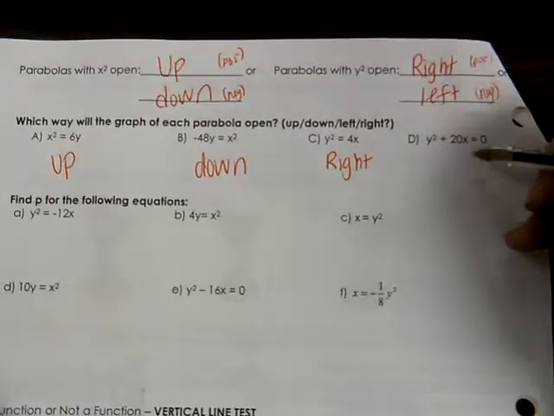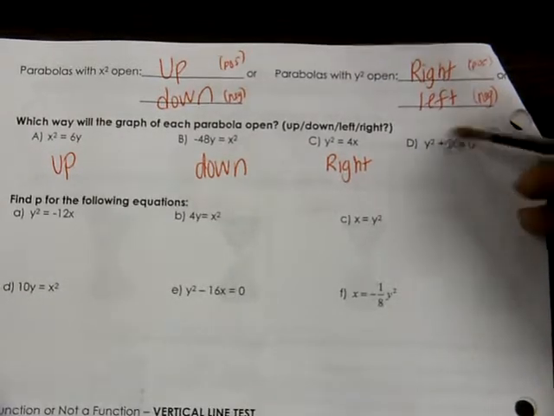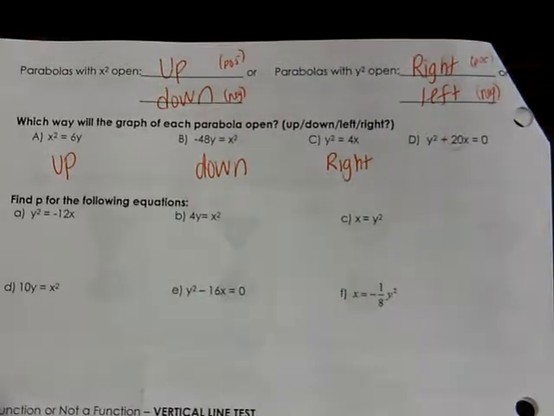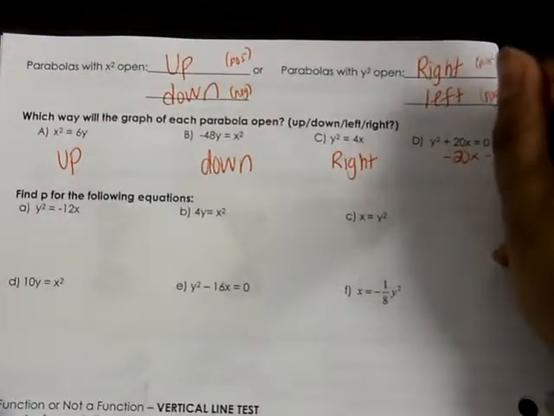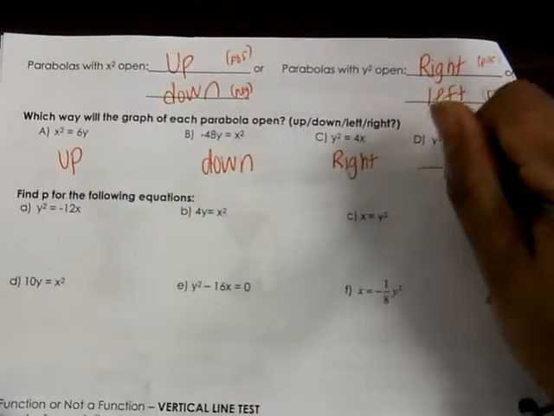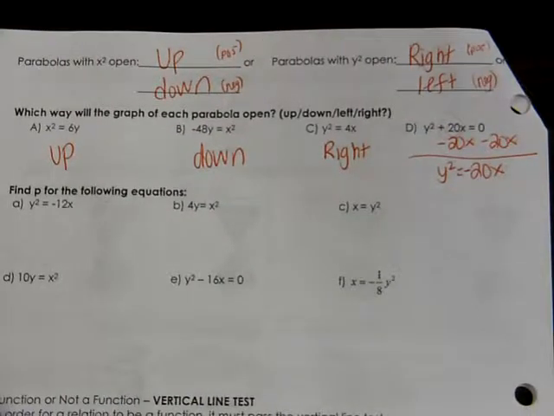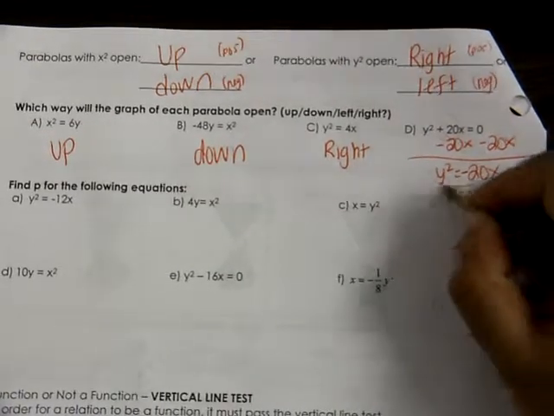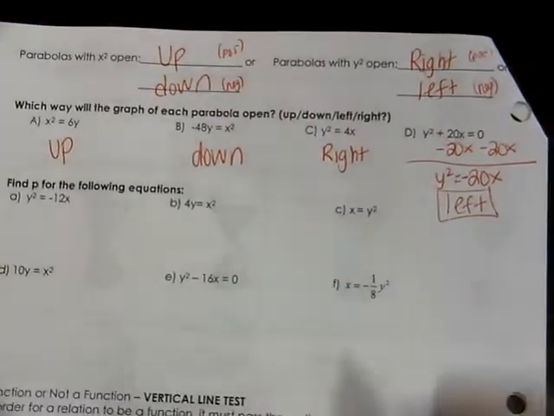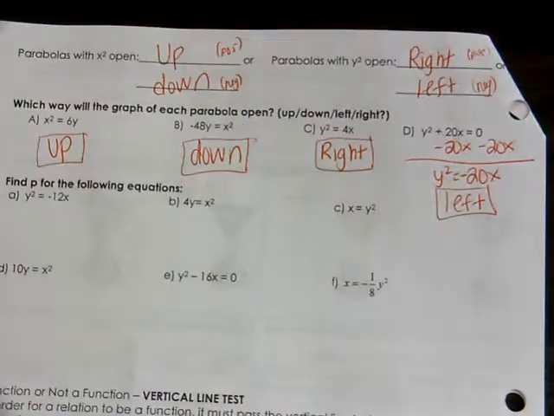And the last one is, although it looks like it's right at first, the problem is I can't have anything extra when I have a y squared. So I have to move that 20x over by subtracting it. So I have y squared equals negative 20x, because 0 minus 20x is just negative 20x. Now looking at it, it's got a negative, and it's a y squared, so it opens left. All right, that's pretty much it for the direction it opens.